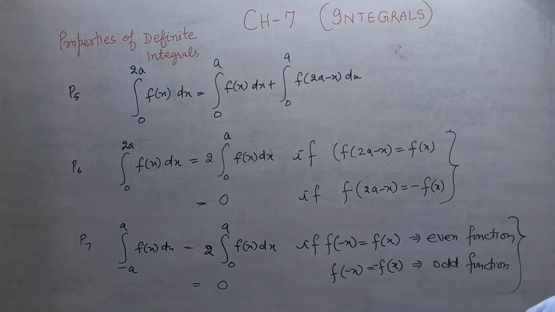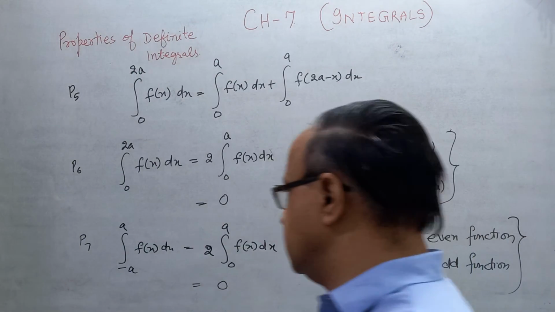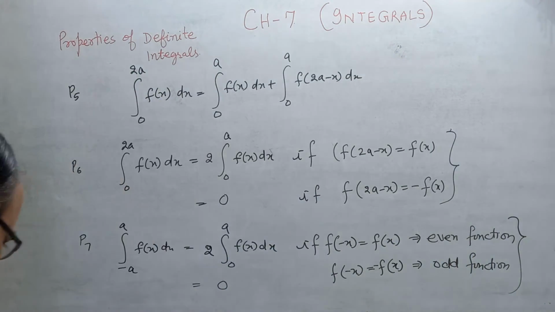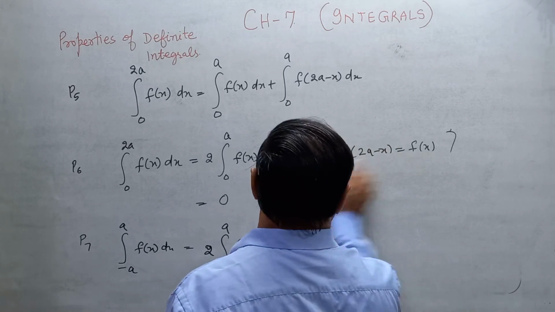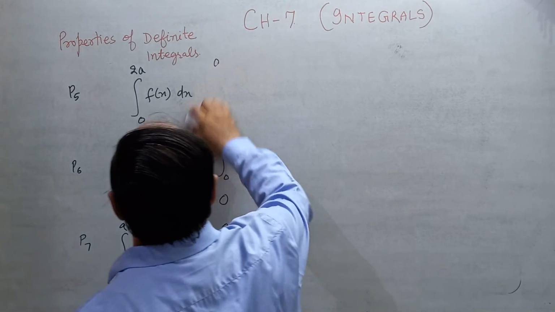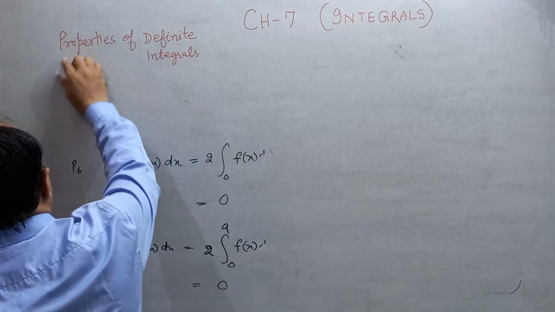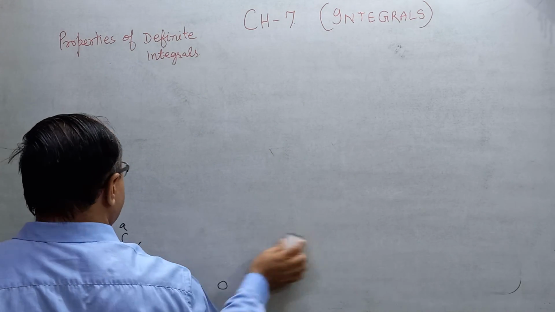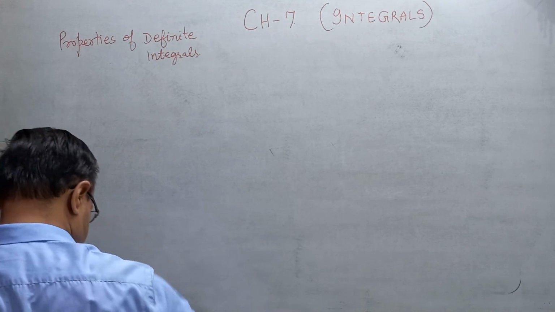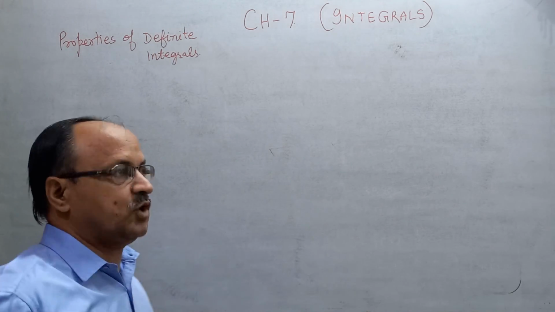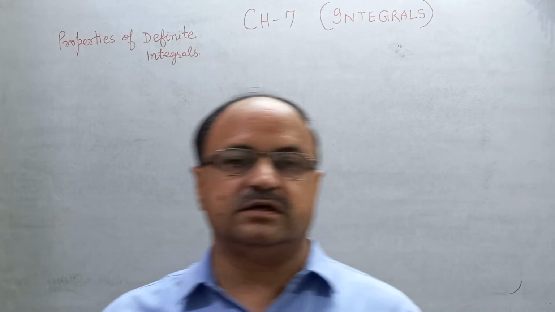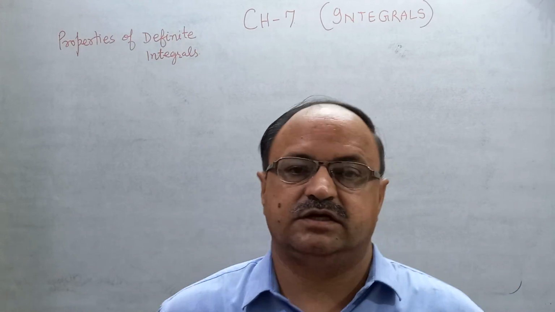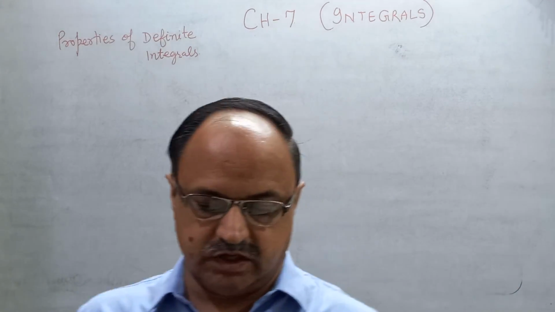Correct? Mostly in 1 mark questions this property is applied. This is property number P7. Clear? Then try to solve this type of question. Okay, thank you.